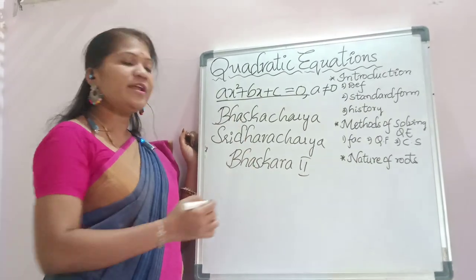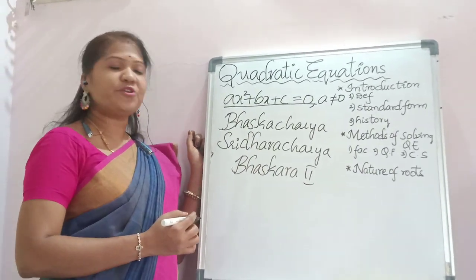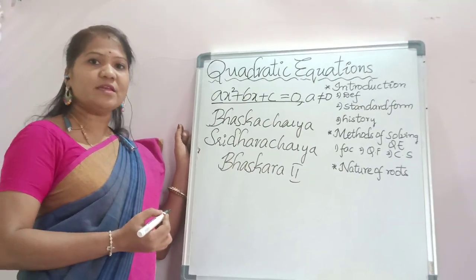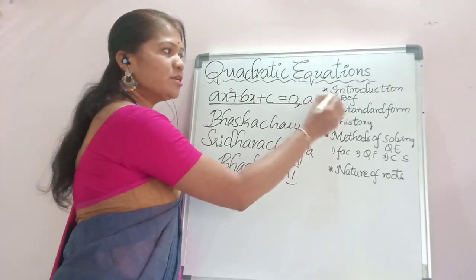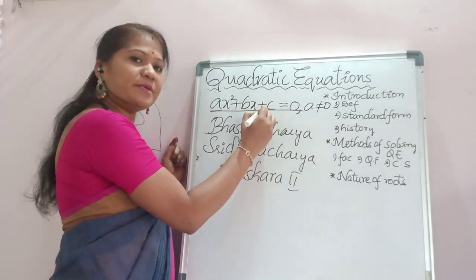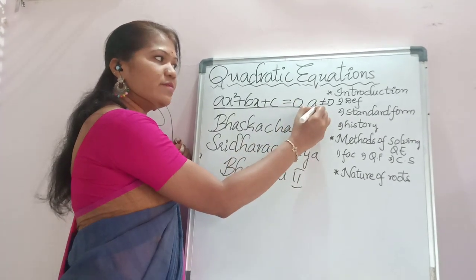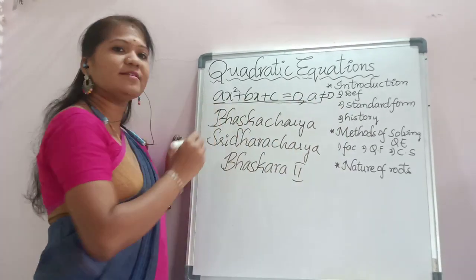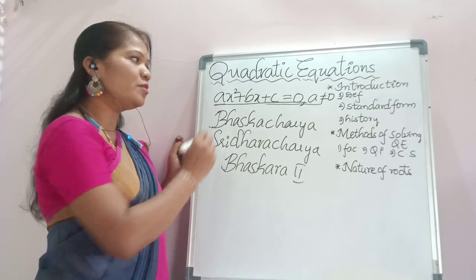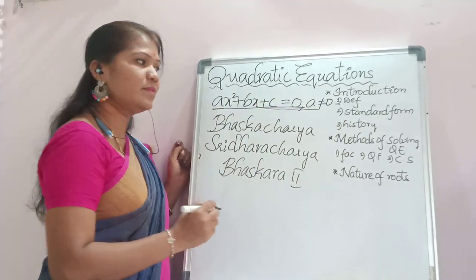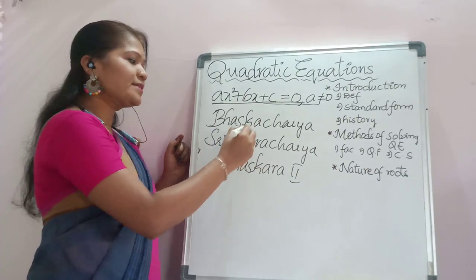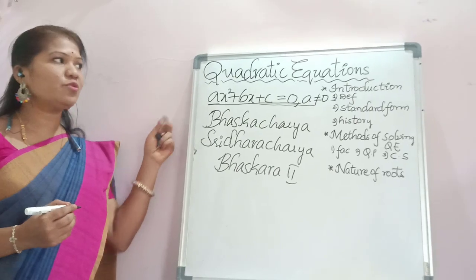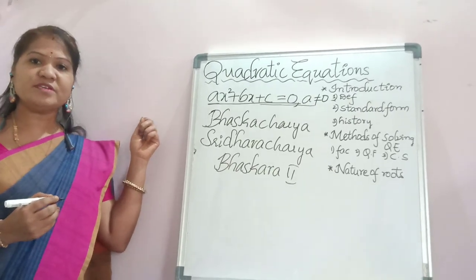Right? So many more Indian mathematicians have also given their contributions for giving the quadratic equations and solving them. So what did we learn? The definition: a quadratic polynomial of the form ax square plus bx plus c equated to 0, where a not equal to 0, is said to be a quadratic equation. And the standard form: whenever they ask you to check whether it is a quadratic equation or not, you are supposed to write the equation in this form. Next, the history: Bhaskaracharya, Sridharacharya and Bhaskara II are the main three Indian mathematicians behind introducing the concept to us.